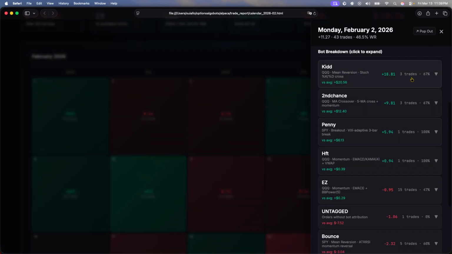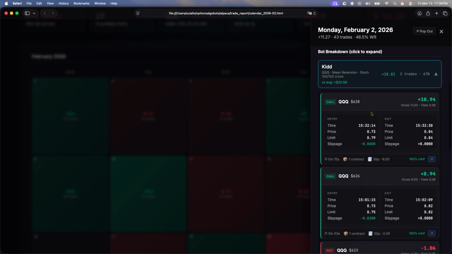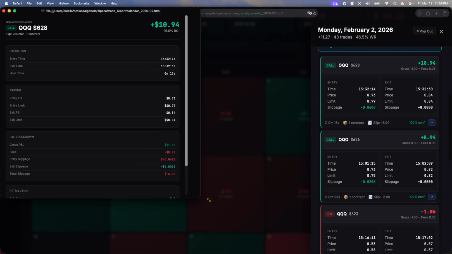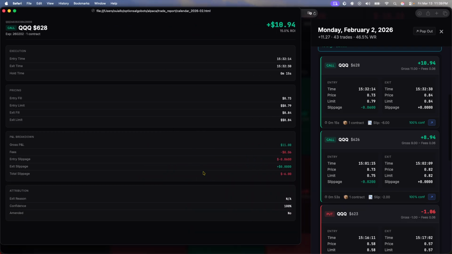So I'm looking at Kid. Kid had 3 trades, and it was up $18, so about 67%. These are the trades from Kid. Let's pop this one out so we can actually look at it. All right, let me make it a bit bigger.